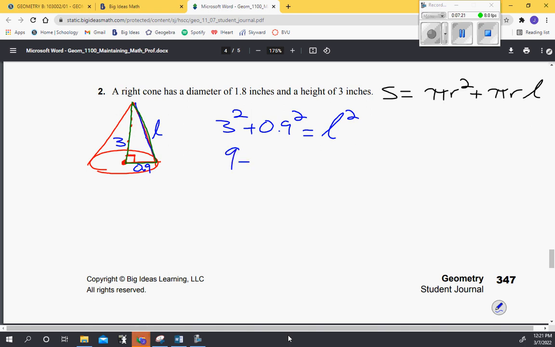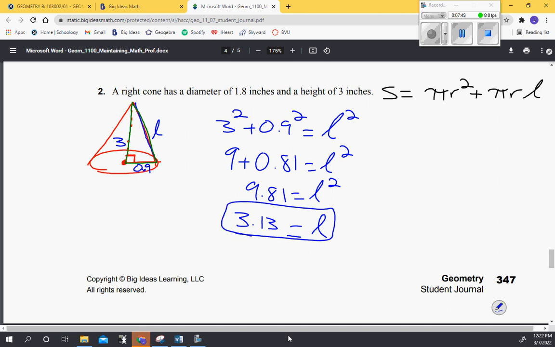So 9 plus 0.81 is equal to L squared. 9.81 is equal to L squared. You got to take the square root of both sides. So L is going to be equal to, let me type that into my calculator, 3.13. Yeah, that's our slant height. That's not the surface area. We're trying to find the surface area.